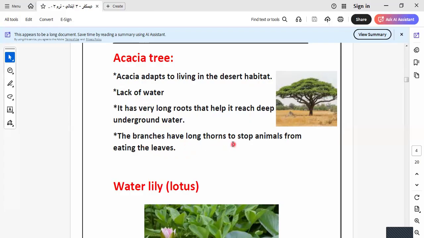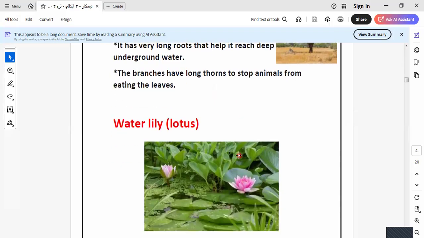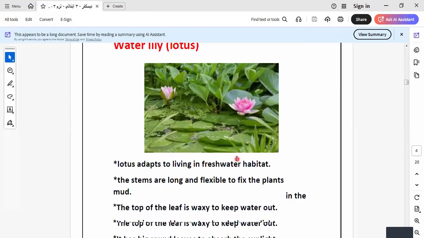The branches have long thorns. Here are the thorns. Okay. Why these thorns? To stop animals from eating it. So the thorns prevent animals from eating its leaves. We use them to fight animals. Let's go to water lily.